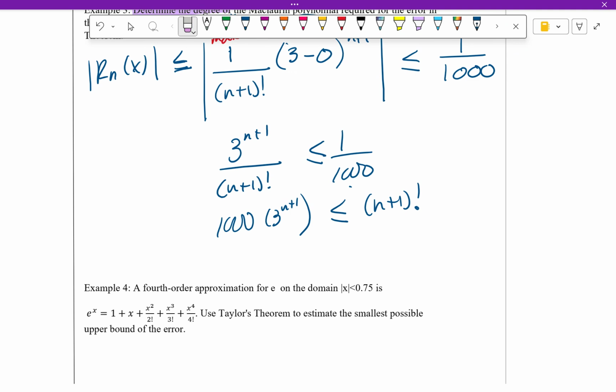Only because 1,000 is a better number to look at. That's why I'm doing this manipulation here. It's just easier for us to see and play with in a calculator. If I was going to get the 1,000 by itself, I'm going to go ahead and move this back to the other side. So I'd have 1,000 less than or equal to n plus 1 factorial over 3 to the n plus 1.